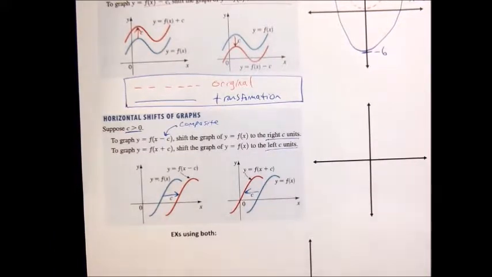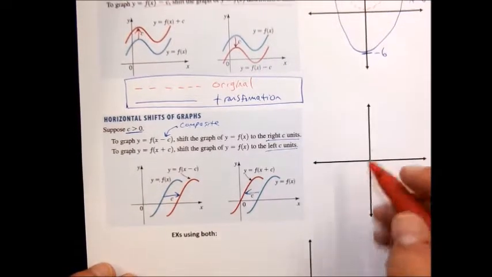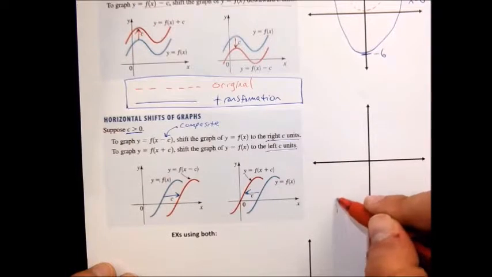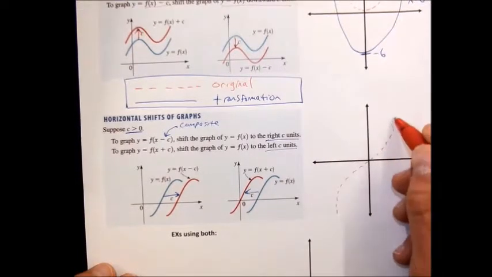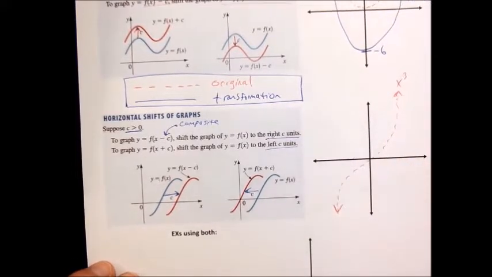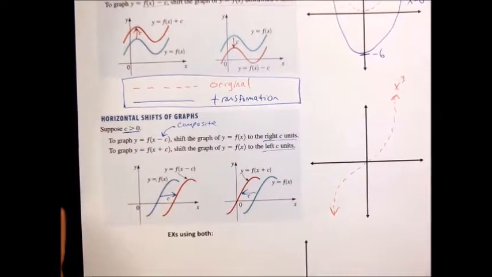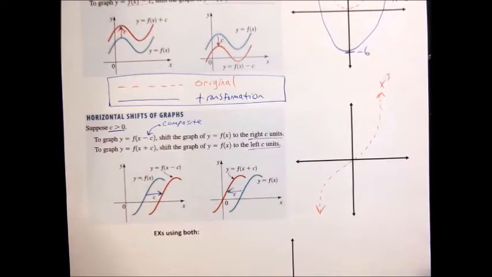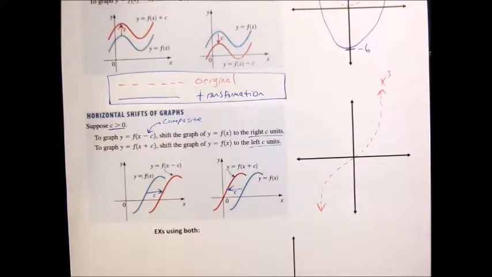Question? Yeah? C is just a variable to represent a number that is plugged in. It's some number, yeah. So let me show you one and then you can let me know if it makes sense. So c is just a number, so let's pretend we had x cubed. So this is what normal x cubed looks like. And so if I plug in an x plus or minus some other number, it's going to shift that left or right.